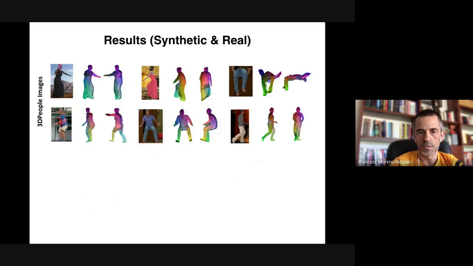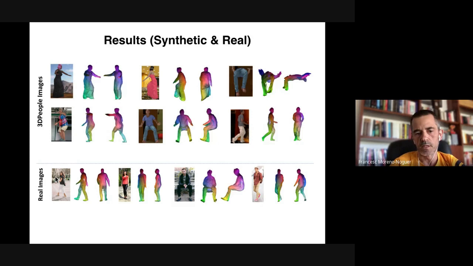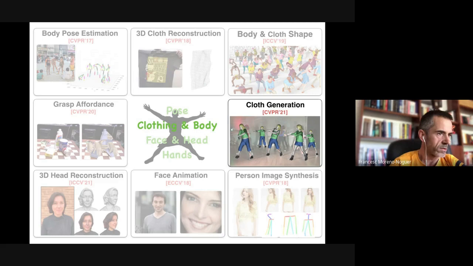So here we show the input image of different people in different poses, even complex poses, like this backflip. And you see that we could estimate somehow the 3D geometry of the person, and also something that was very challenging, estimate the geometry of long dresses. So we could also somehow estimate it, right? And we also evaluated this on real images, and it also performed quite well. All right. If there are no questions, I'll jump to the next paper I want to present.